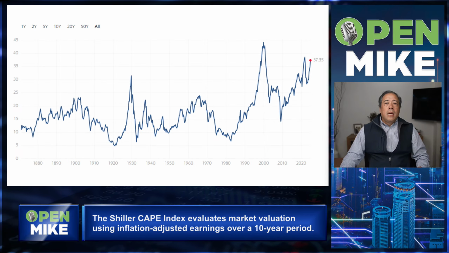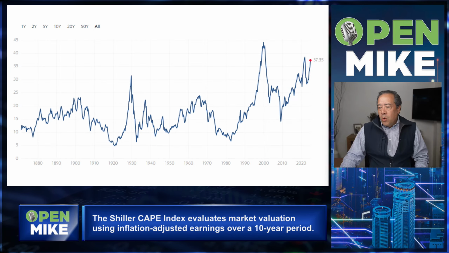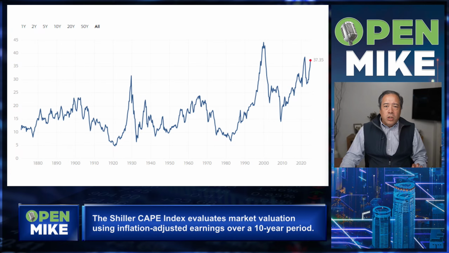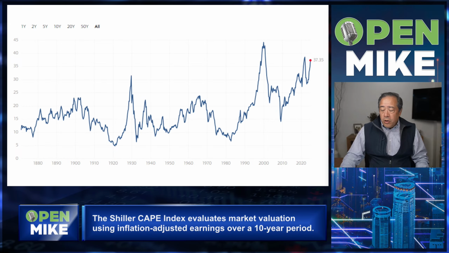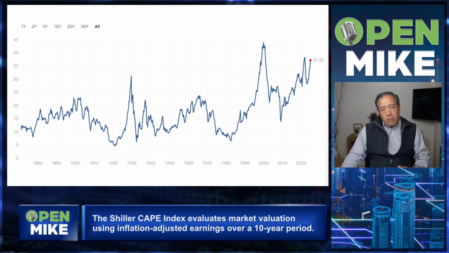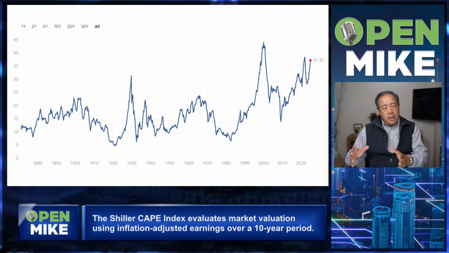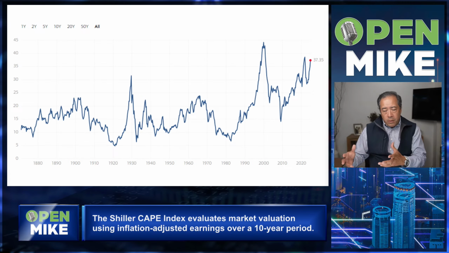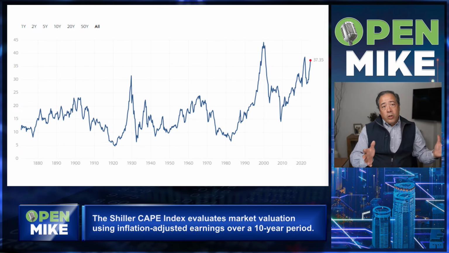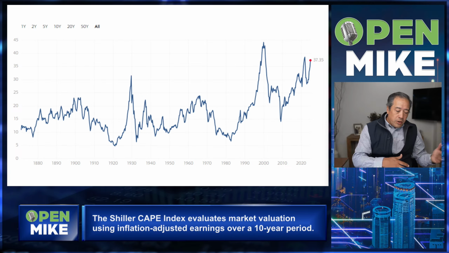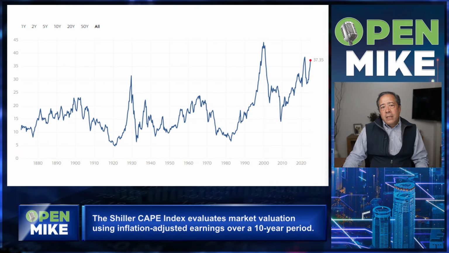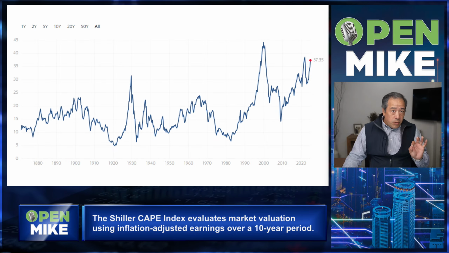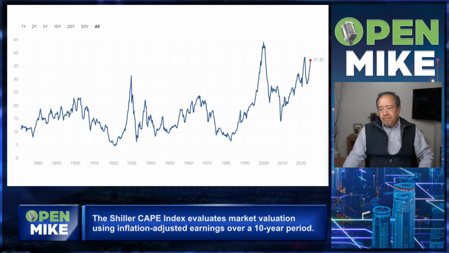And here's how this CAPE ratio works. Much like the PE ratio, it uses the current price of the stock market index, in this case the S&P 500. For earnings, rather than what we more commonly use, which is either the consensus forward estimate, which is the forward PE ratio, or the trailing 12 months or last year's earnings, it takes an average of 10 years of earnings, and they also inflation adjust that number.